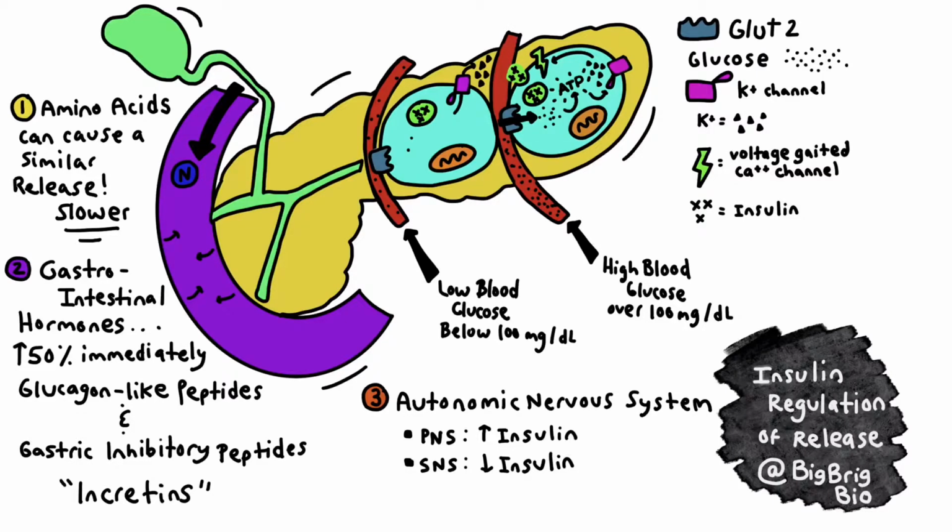Wanted to do a video on insulin regulation of release. For insulin regulation of release, it's going to be done mainly in the pancreas through beta cells that respond to differing levels of glucose within the blood.